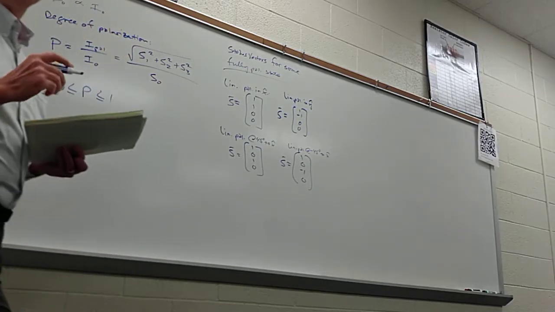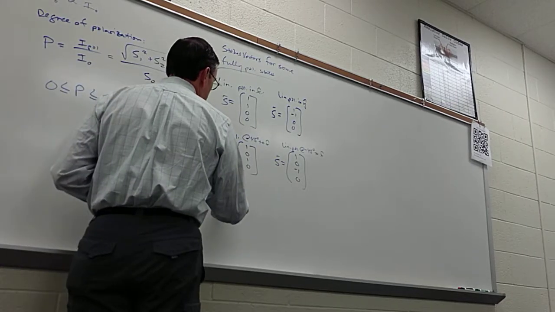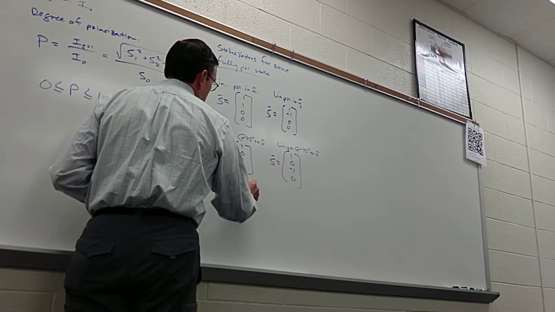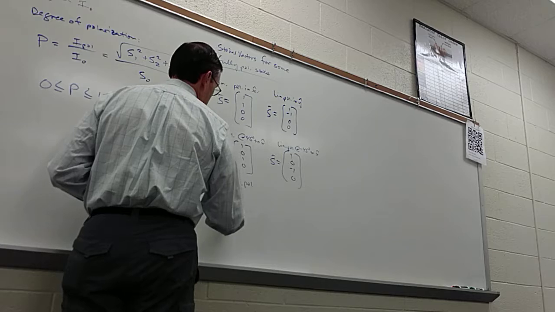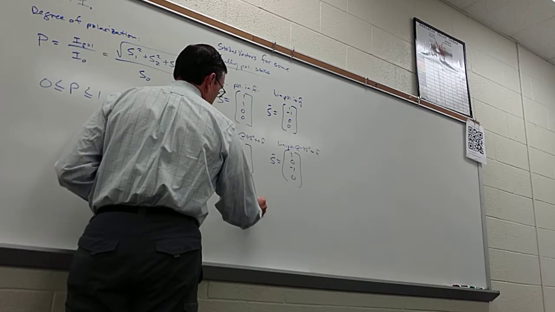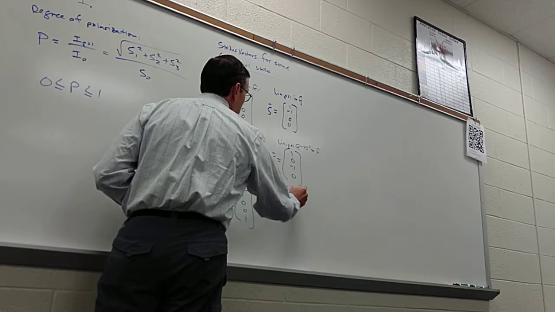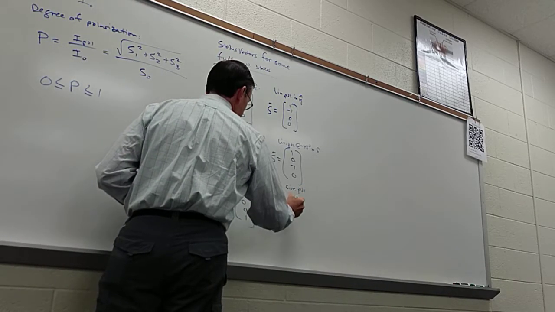And then finally, if we have clockwise circular polarization, that's S equal to 1, 0, 0, 1. And counterclockwise circular polarization, 1, 0, 0, minus 1.